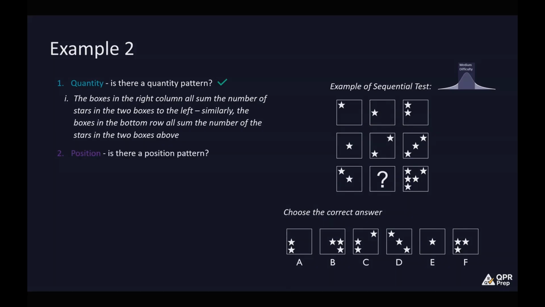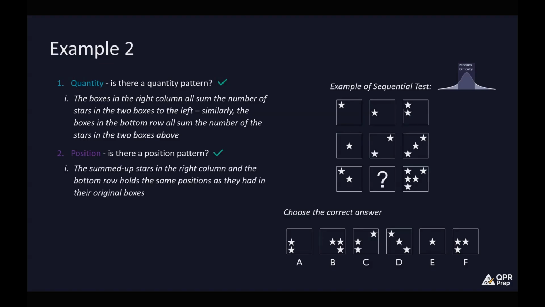What about position? Is there a position pattern? There's not the normal change in position that we saw in the last example. However, if we look at the positions of the stars in the boxes in the right column and in the bottom row, which are the boxes summing up the stars from the 2 previous boxes, we can see that the stars in the summed up boxes are keeping the same position as they did in the initial 2 boxes. So yes, position matters. The stars are not just randomly placed out.